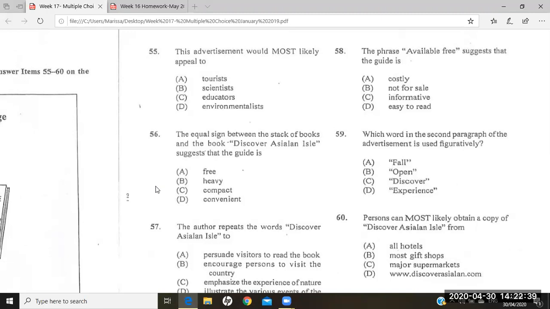56, Sorinta, you would give me the answer for this. It says the equal sign between the stack of books and the book Discover Asia Land suggests that the guide is what? So the purpose of that equal sign, does it show the guide is free, it is heavy, it's compact, or it's convenient? So when they put the stack of books and then the equal sign and then they included the guide, what does that equal sign represent? What does that mean?